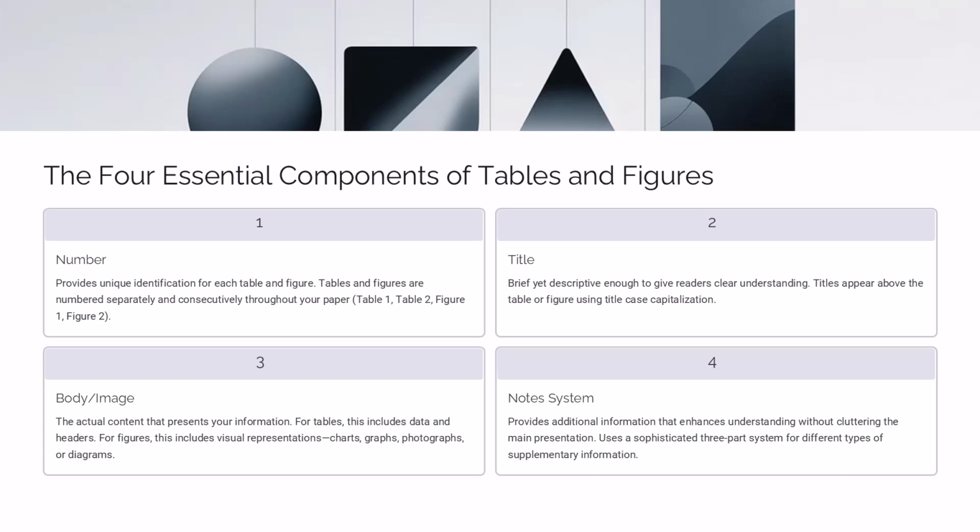The fourth component is the notes system, which provides additional information that enhances understanding without cluttering the main presentation. APA style uses a sophisticated 3-part note system that allows you to provide different types of supplementary information systematically. This notes system includes general notes that provide overall context, specific notes that explain particular elements, and probability notes that indicate statistical significance. We'll explore this note system in detail in the next section, but understanding its role as the 4th essential component helps you see how all elements work together to create comprehensive, professional presentations.